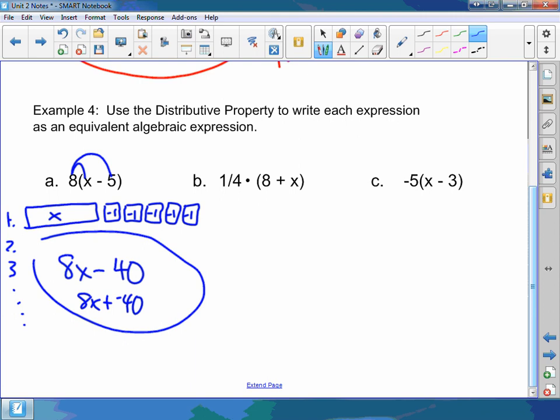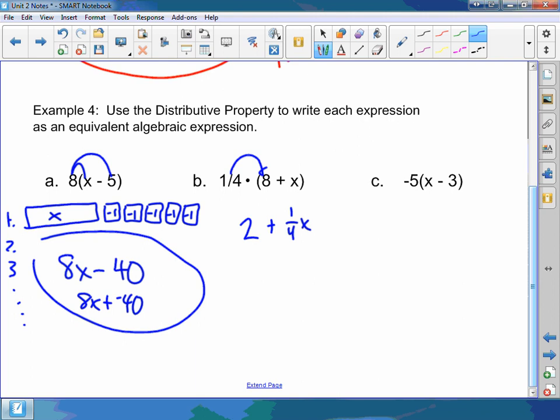All right? The next one. I know it's a fraction. Doesn't matter. Same thing. We're going to distribute. 1/4 times 8, or 1/4 of 8 is 2. 1/4 of x, well, I don't know what that is, so I'm just going to write 1/4 times x, or 0.25x.